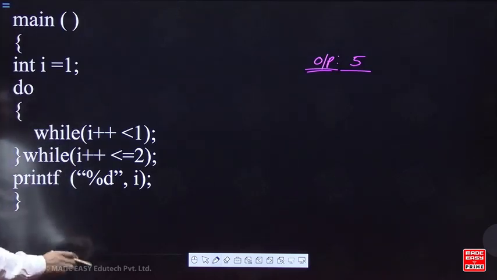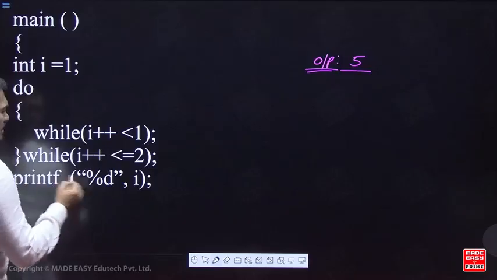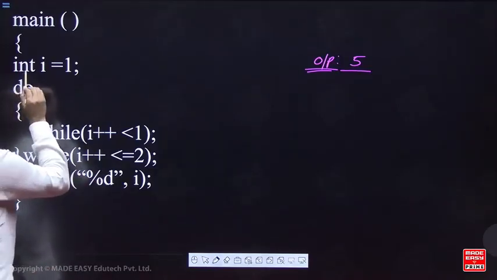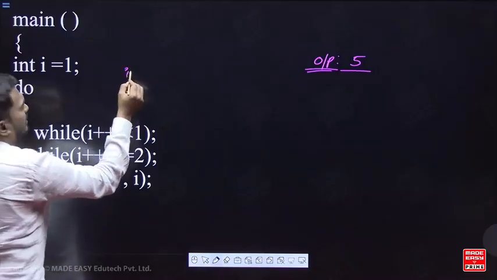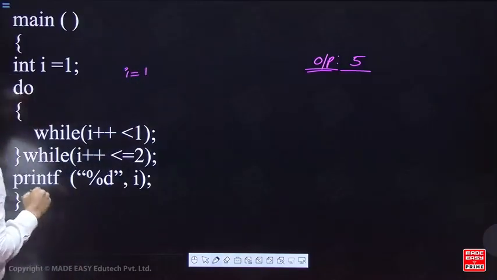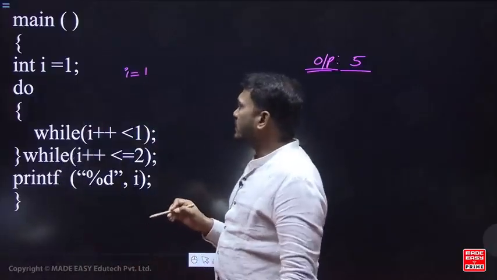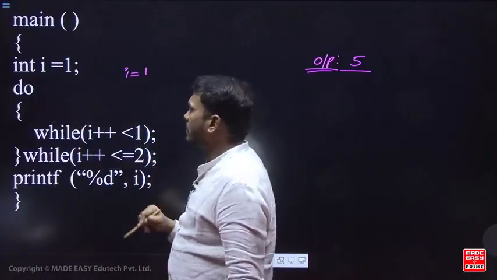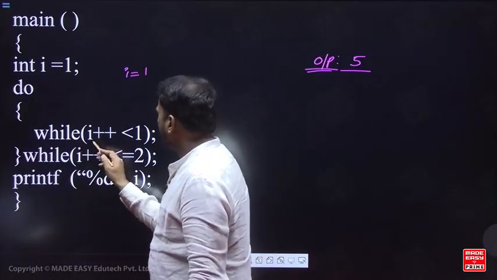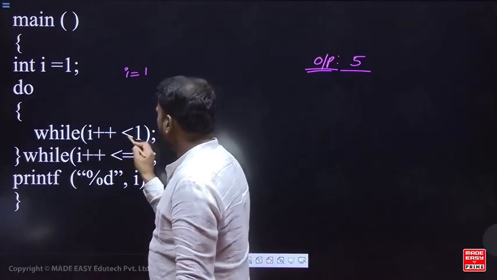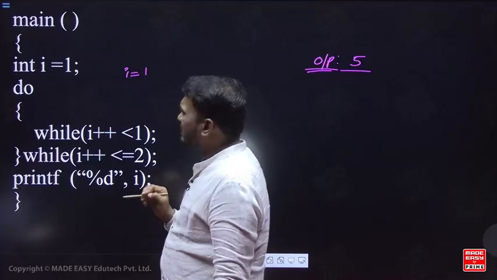So understand here first. This is the outside of the do while, printf %d i. First, integer i equal to 1. So the initial value of i is 1. Do means you go inside. Listen carefully. After coming here, while semicolon is there, you have to execute i++ less than 1. Now tell me, i++ less than 1.